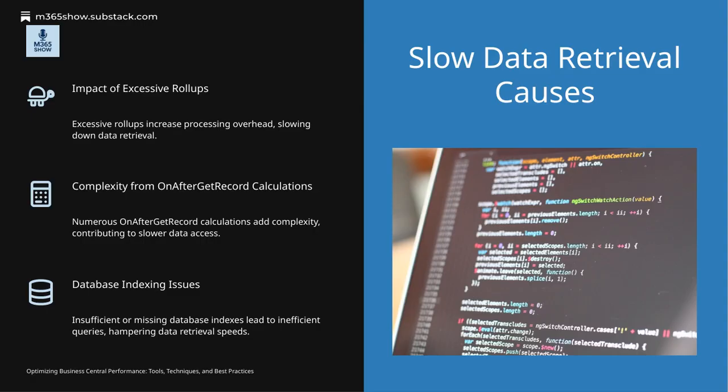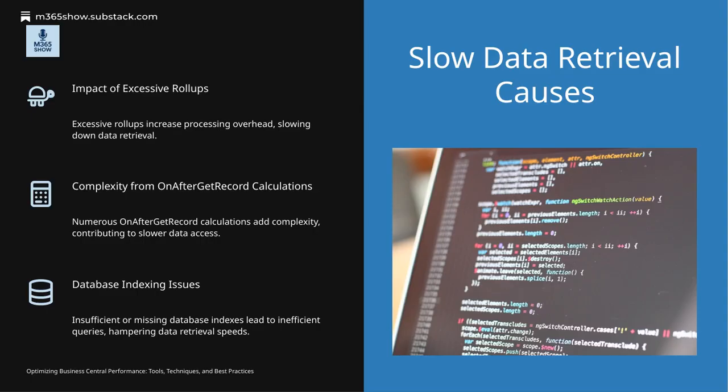Another point to consider is the impact of numerous on-after-get-record calculations. While these calculations are useful, having too many of them can add a lot of complexity. This complexity makes data access slower because the system has to process all those additional calculations each time it retrieves a record. Finally, database indexing plays a crucial role.